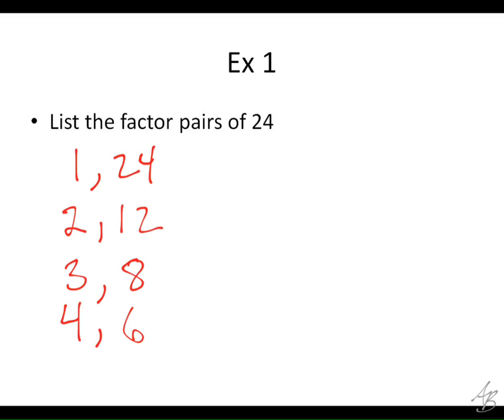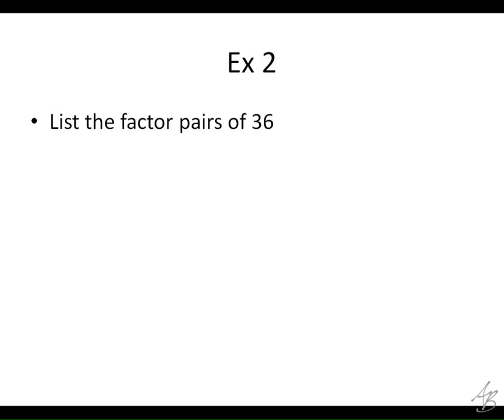Does anybody know why there can't be any more factor pairs? Yeah, we already got 6. That's the last number we checked, so any higher number should already be on the list here. So once we get to a number that we already have, you're done. So there's all your factor pairs of 24. Let's go to example 2 and do factor pairs of 36. I want you to try this one on your own.